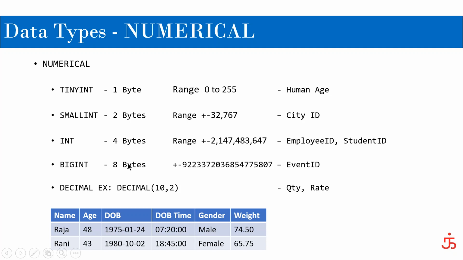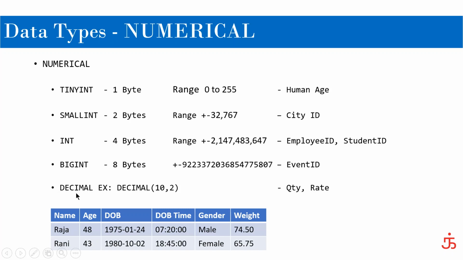So in some cases you need to use big int, which is 8 bytes. You can see the number, I think it is maybe some 15 digits or so, plus or minus, it can store. This can generally be used for big data kinds of things, like sensor ID, event ID, which happens maybe every second, every millisecond. For those kinds of transactions and events, you can use these IDs.